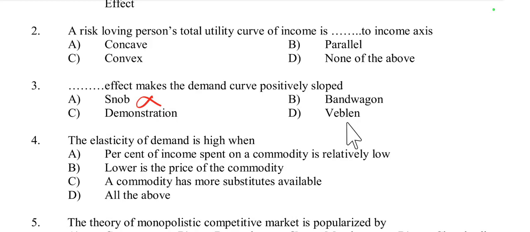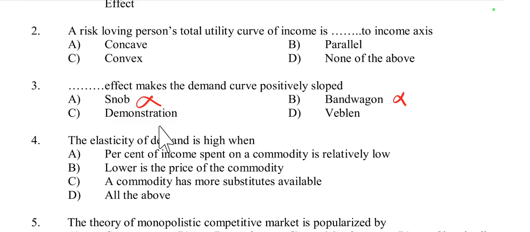Then bandwagon effect. This effect occurs when people buy goods to conform to the preferences or behaviors of others. If more people start using a product, others are likely to follow. So it increases demand, reflecting a situation where demand increases as more people buy the good, but the demand curve remains negatively sloped. So this is not correct here.